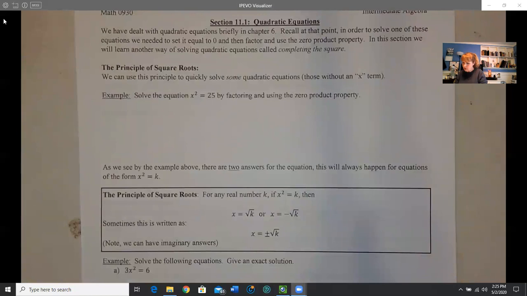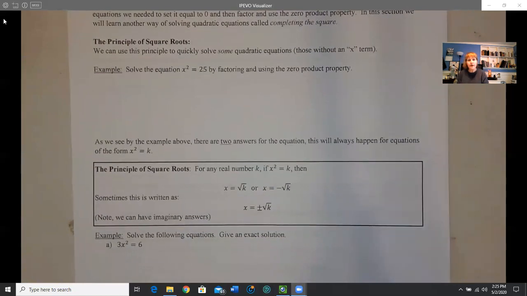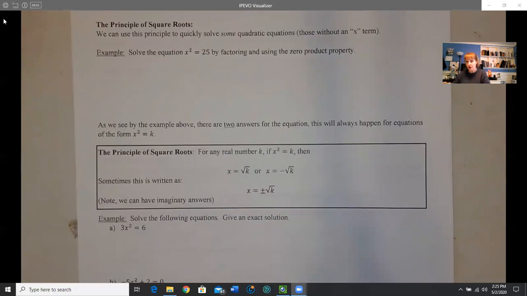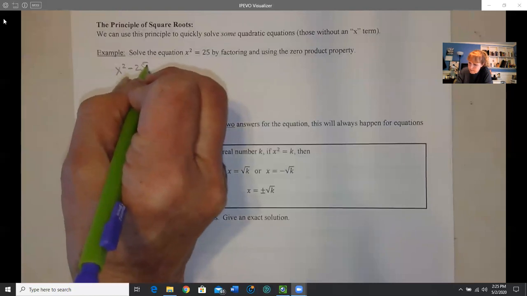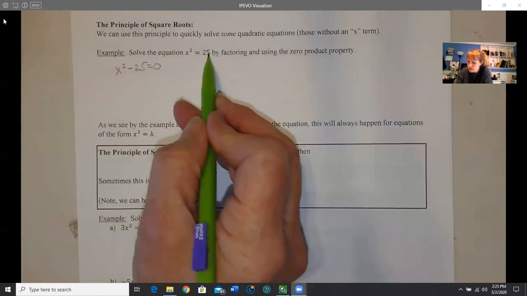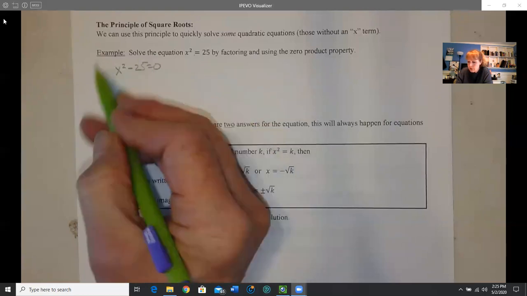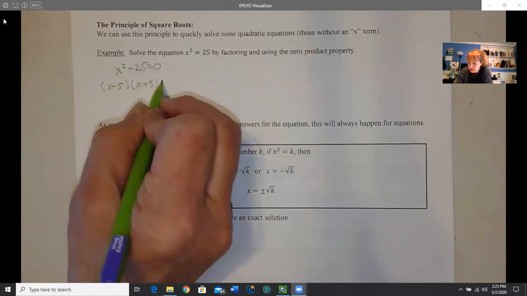We're going to be looking at completing the square, but in order to complete the square, you need another skill, and it's using the principle of square roots. When looking at the principle of square roots, we're going to look at one that we just looked at, which was this one right here. Back in chapter 6, you would set that equal to 0, which is one we just did. You'd factor it. I'm going to go ahead and quickly write that down here.